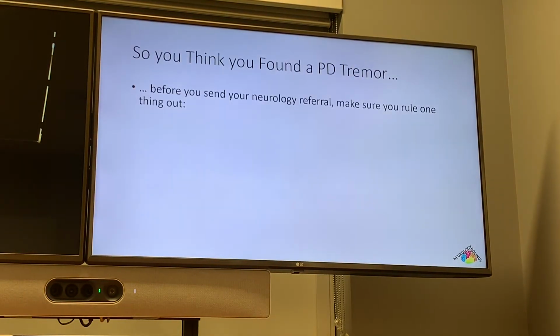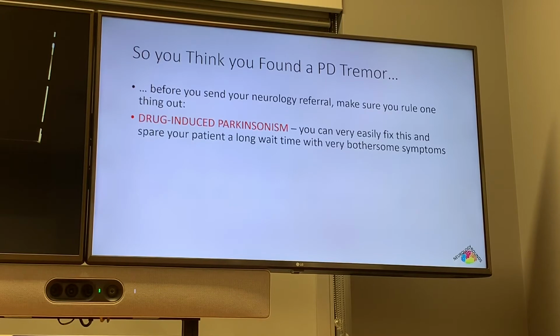So one thing I always urge you to check if you think that you found a tremor that is very clearly Parkinsonian, just before you send your neurology referral, make sure that it's not drug-induced. As you know, many drugs have been shown to have Parkinsonism as their side effects. These are generally drugs that are dopaminergically active. And it's just good to identify that before you send your referral, because you can very easily fix this on your own. And you can also spare your patient a very long wait list with pretty bothersome symptoms sometimes.